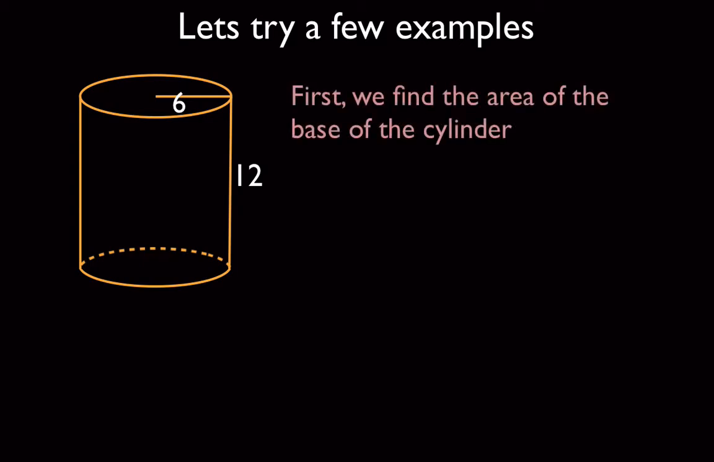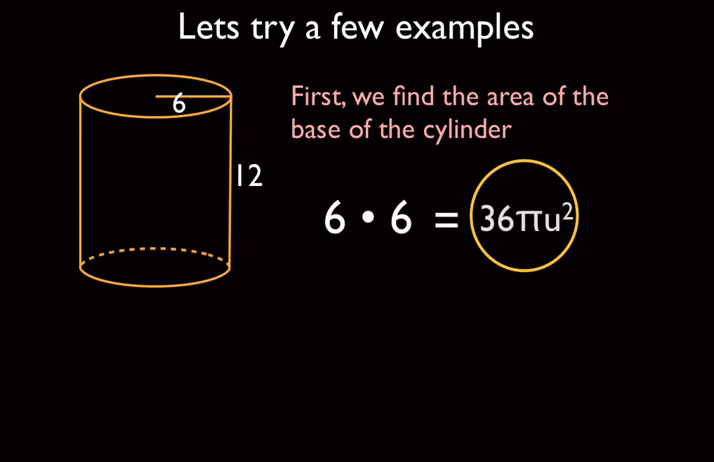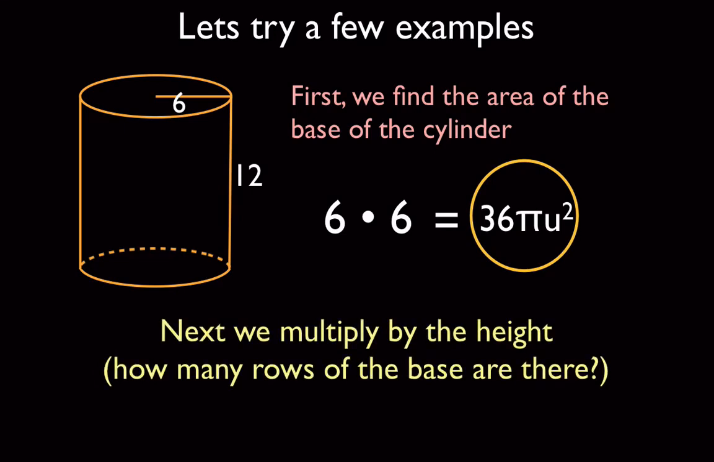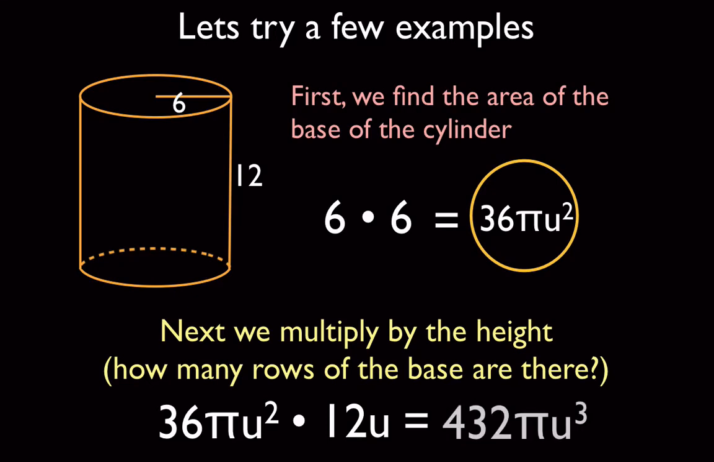All right, so what we're going to do is find the area of the base. The base has a radius of 6, so it's going to end up being 36 pi units squared. That's the area of the base. That's why we're talking about squared, because we're talking about area. Then we're going to multiply it by the height of the figure. The height of the figure happens to be 12, and 36 times 12 is 432 pi.